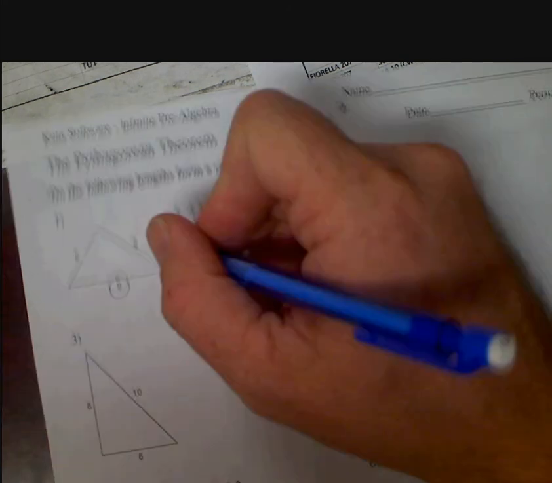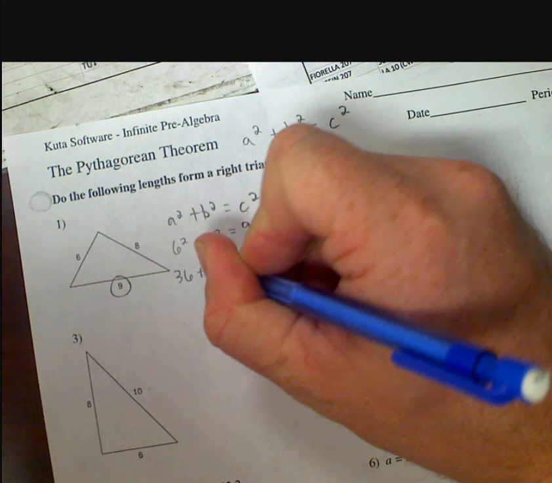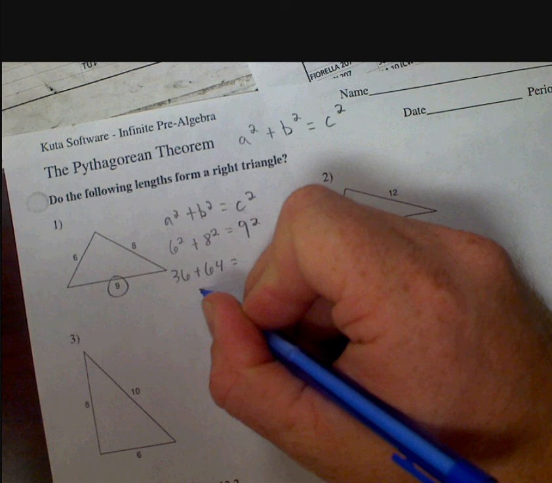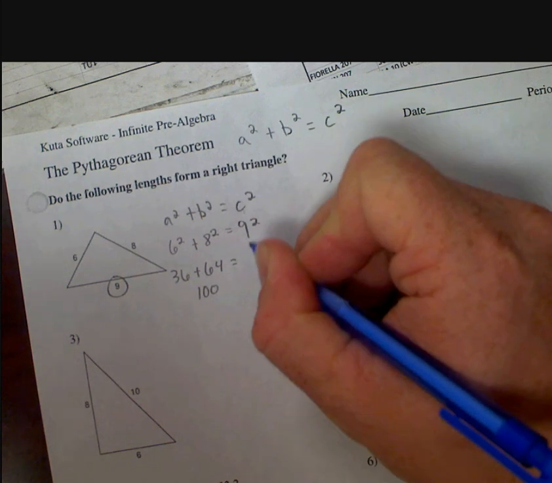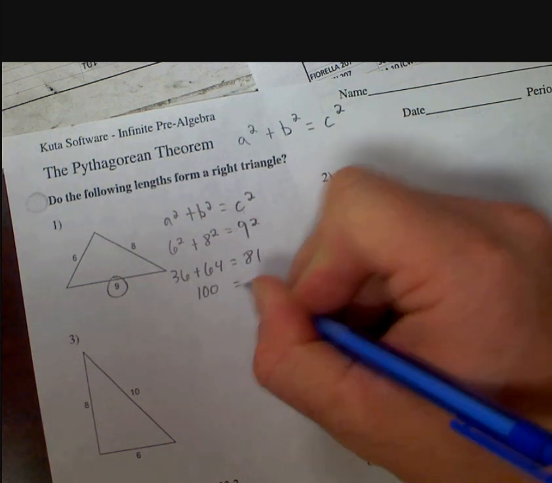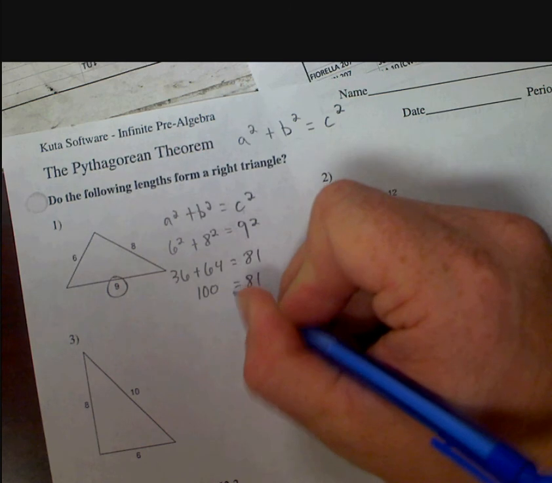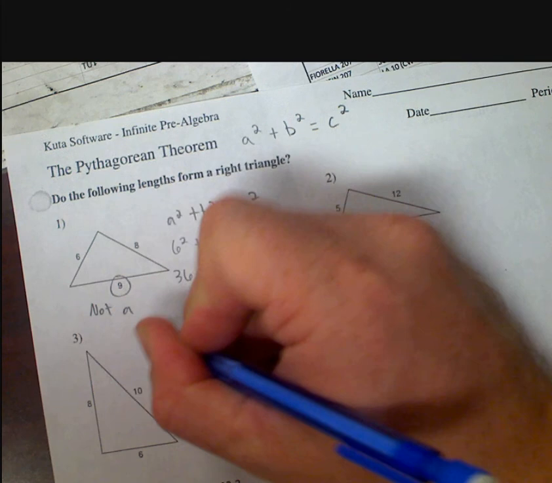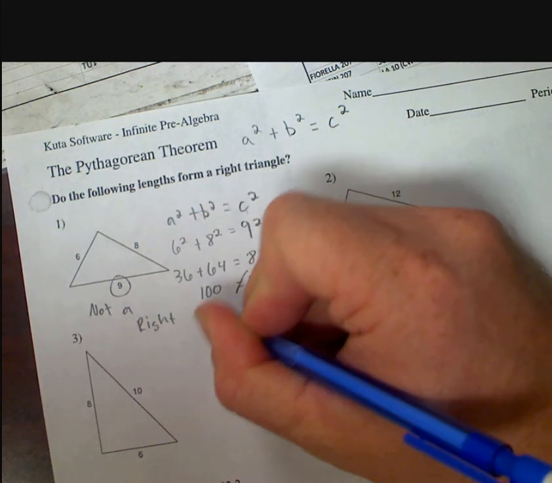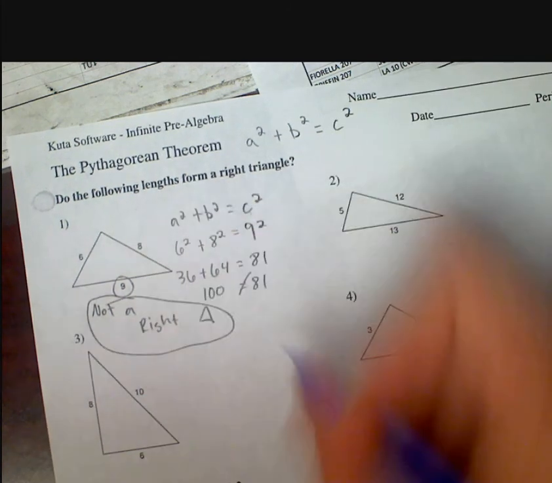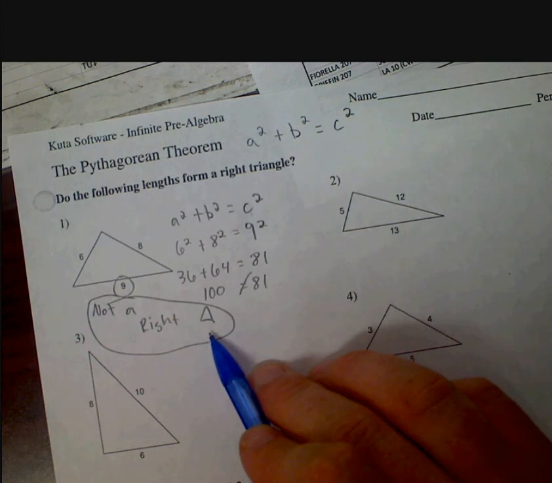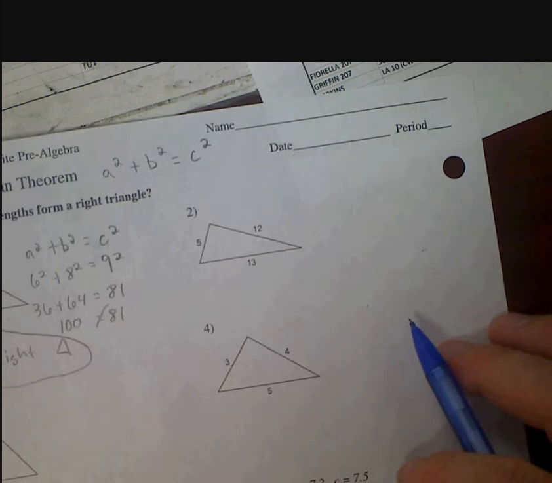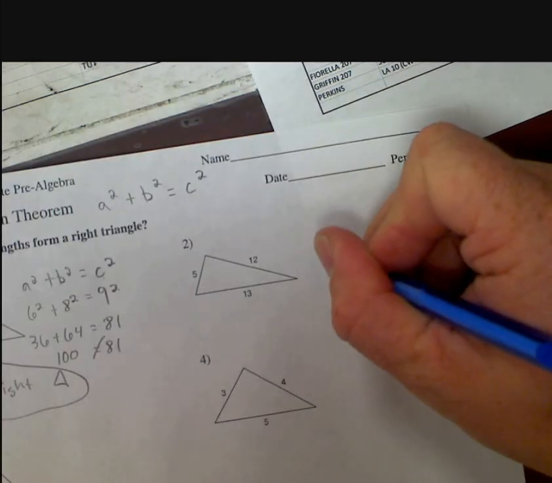So we have 36 plus 64. 30 plus 6 plus 64 is 100. 9 squared is 81. 100 does not equal 81. So this is not a right triangle. I'm going to go ahead and use this sign as a shorthand for triangle.